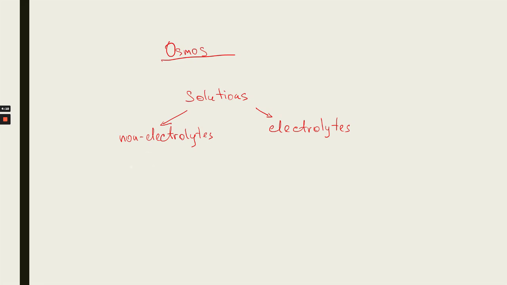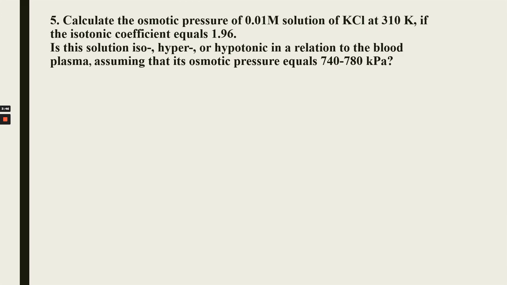So for non-electrolytes, osmotic pressure P is equal to C multiply R multiply T. For electrolytes, we have a small difference. It's i, small i. This is the isotonic coefficient. P equals i multiply C, multiply R, multiply T. So please write down that question. You can stop the video.